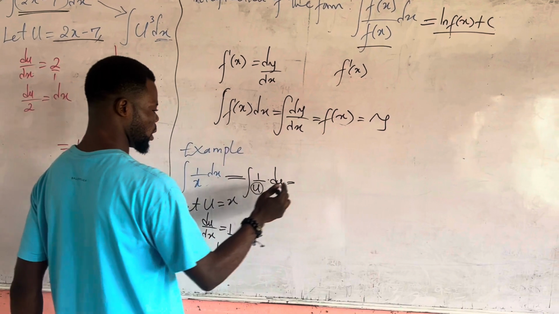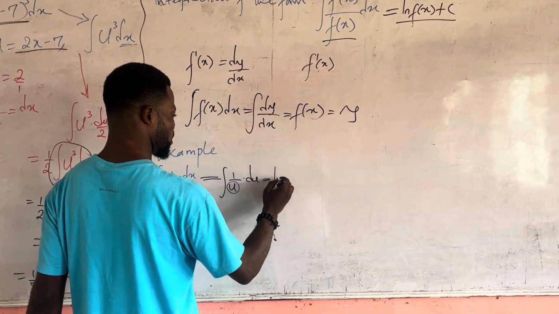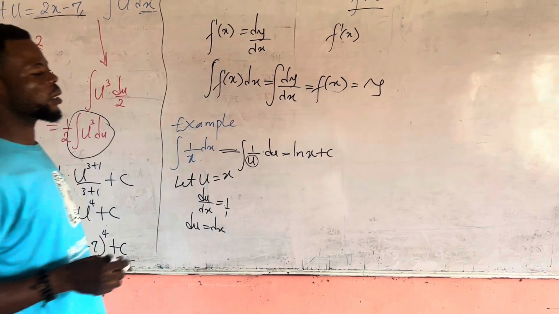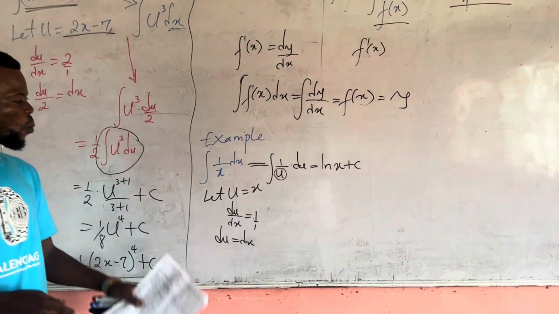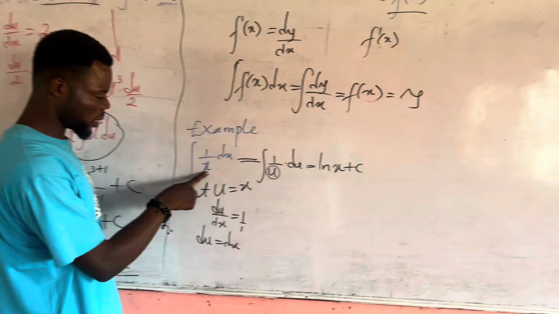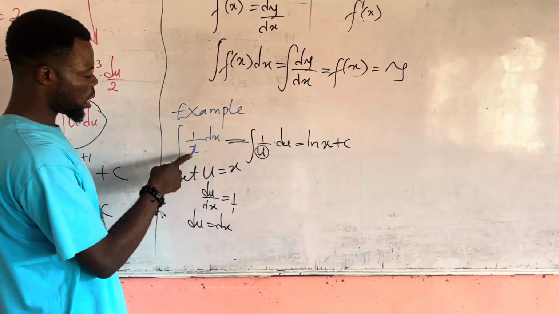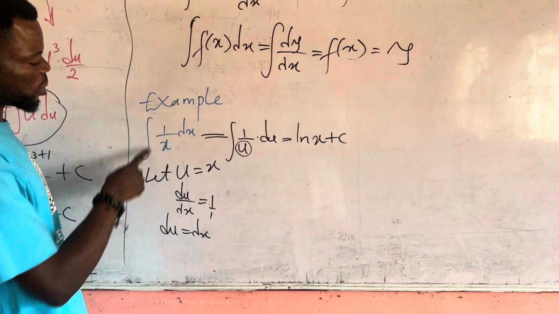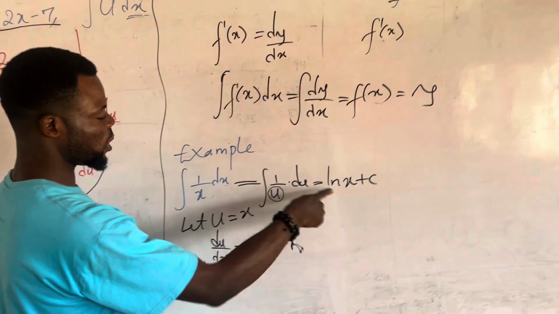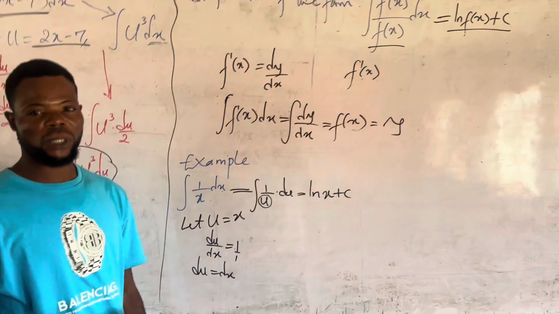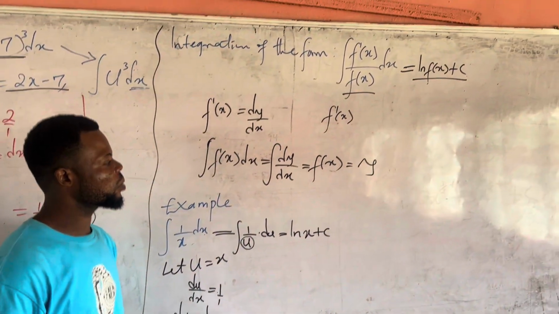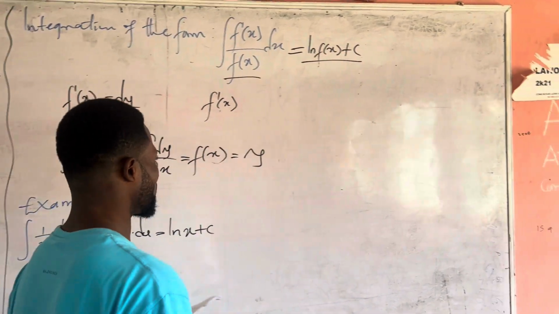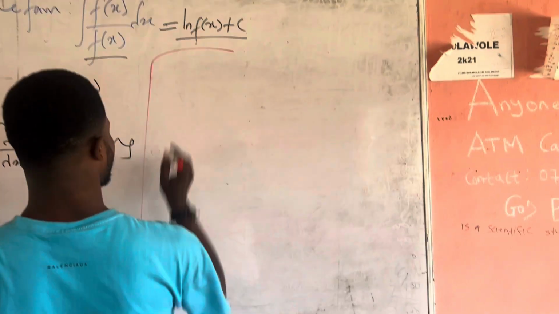So this is the same thing as ln of x plus c. When you differentiate x, the answer is 1, and the derivative of the denominator is 1, which is the same as the numerator. Then we can take the ln of the denominator, which is our final answer. So let's apply it to some functions so that you understand what I'm saying better. Let's look at more examples.